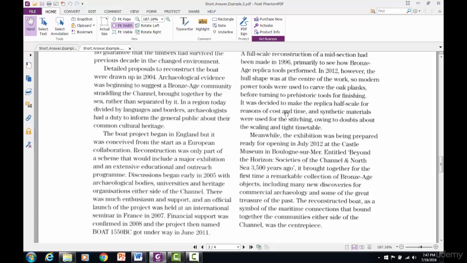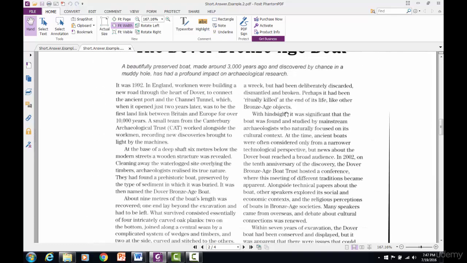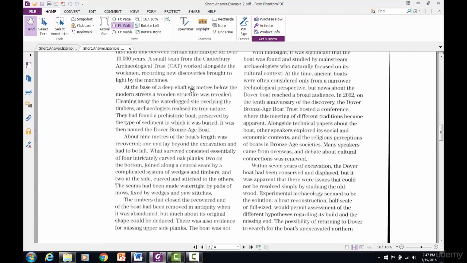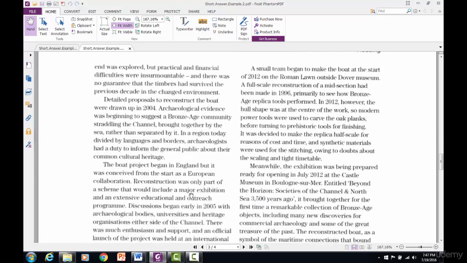So as we see with the short answer questions, our questions go in order, right? We found the answer to number one right here at 6 meters. Number two was right here where it talks about pads of moss and watertight. Number three was right here about 2012. And the last one was right here where it talks about deciding to do it half scale, which means not full scale, and cost and time. So we didn't find them in order, but the questions come in order. And that's very important to understand because it helps you find them.